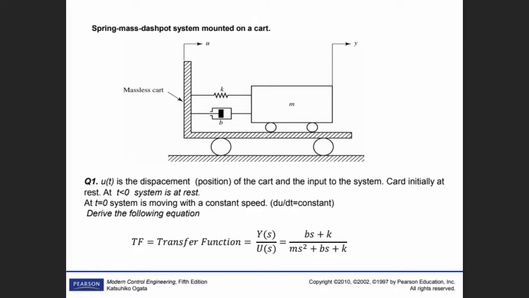In this system, ut is the displacement of the cart. As I told you before, that one is ut. So in order to understand the problem, it is important. Ut here, that one is the displacement of the cart, position of the cart, and the input to the system. At time equals 0, the cart is moved at a constant speed of u dot constant.